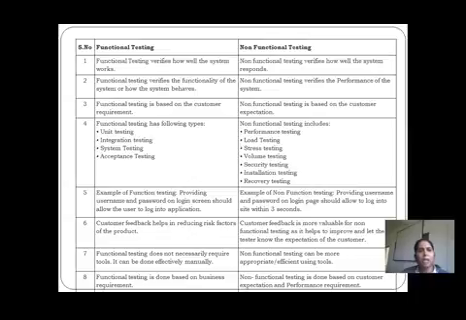Okay, now when we want to focus on non-functional testing, the non-functional testing includes performance testing, load testing, stress testing, volume testing, security testing, installation testing and recovery testing. Now all these are the testing types. From these we have learned performance and stress. Now what is load testing?